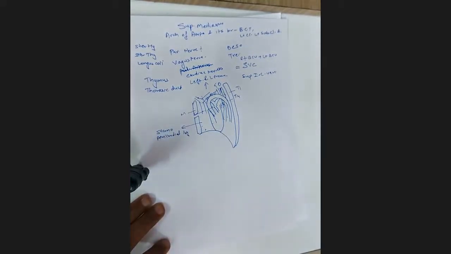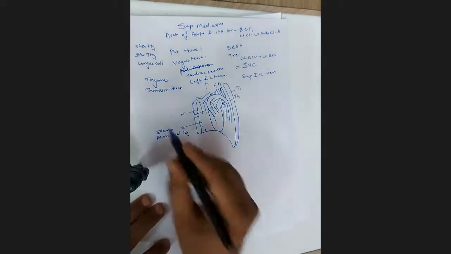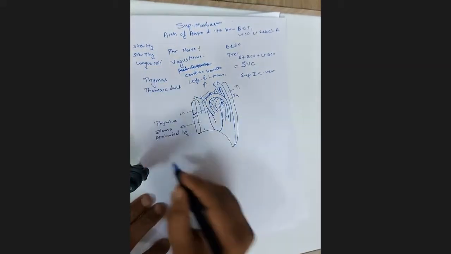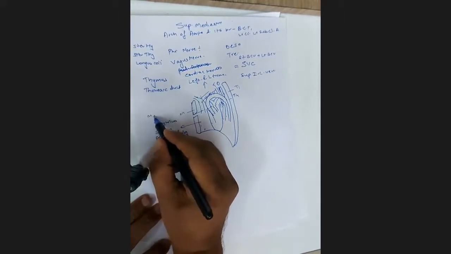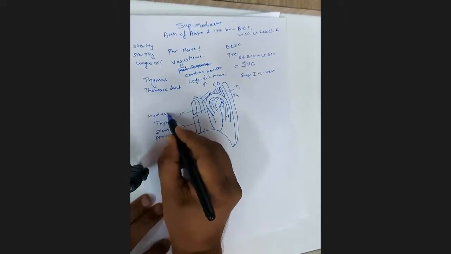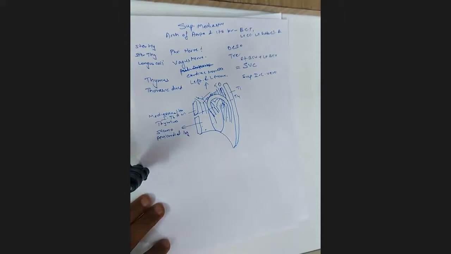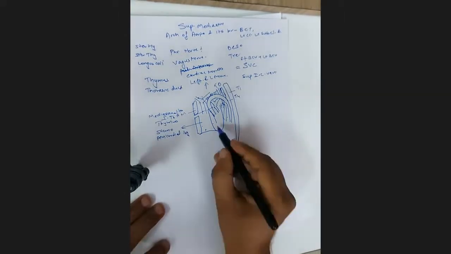And there are a few lymphatics. There are the mediastinal branches of the internal thoracic artery, and maybe thymus if it is extending. That's all. Some lymphatics here and there, and areolar tissue.